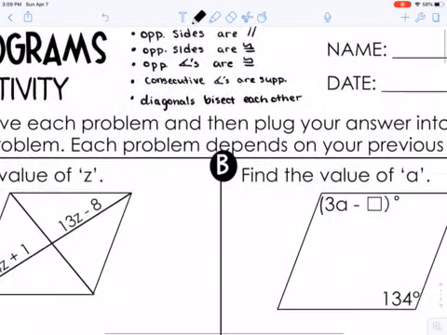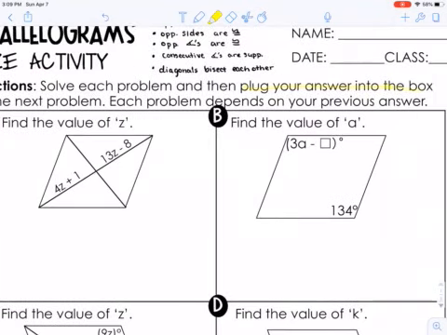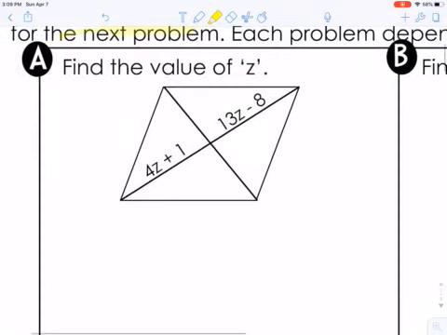So here are 5 properties that we're going to need to be able to apply in each problem. So now we're going to read the directions. It says solve each problem and then plug your answer into the box for the next problem. So this is the box that they're talking about. Each problem depends on your previous answer. And so then we get started with number 1.